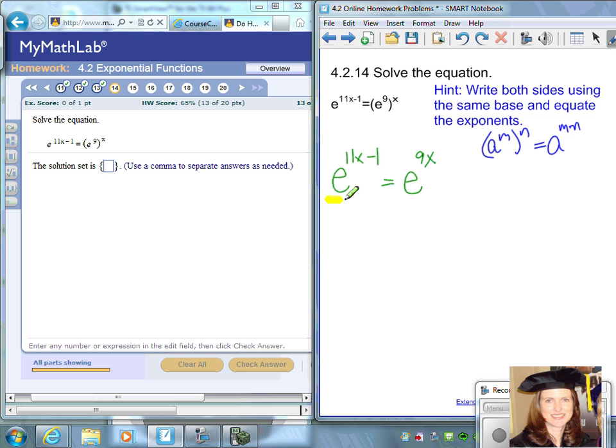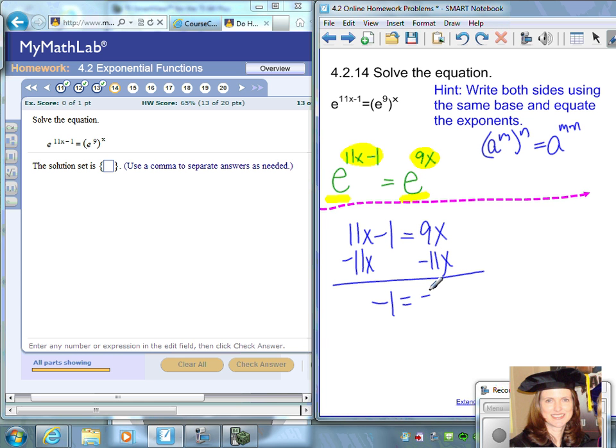We have an equation where the left base is equal to the right base, so this exponent on the left has to equal the exponent on the right. We drop those bases and come up with an equation that is 11x minus 1 equals 9x. Now we want to solve this for x. We can subtract 11x from both sides, and you get negative 1 equals negative 2x. Divide both sides by negative 2, and you get x equals 1/2.